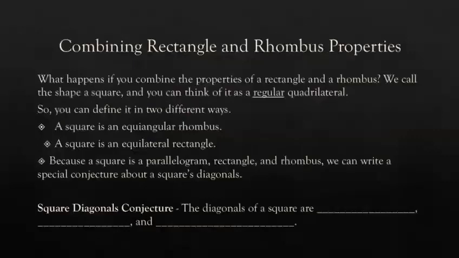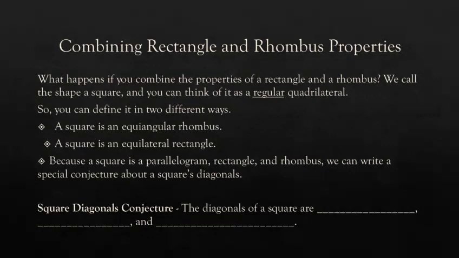Our last thought for today. What if we combine the properties of rectangles and rhombuses? We call the shape a square. We could think of it as a regular quadrilateral. So we can define a square in different ways. We could say that a square is an equal angular rhombus because a rhombus has equal sides. If we also have equal angles, it would be a square.